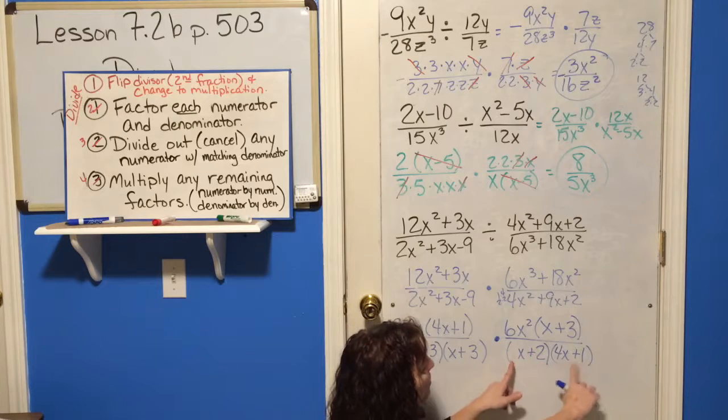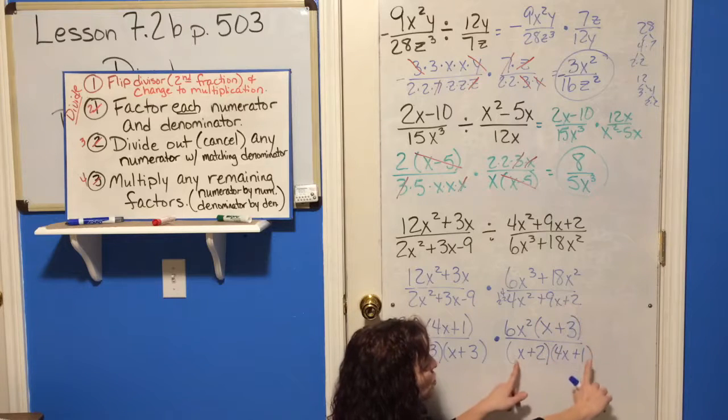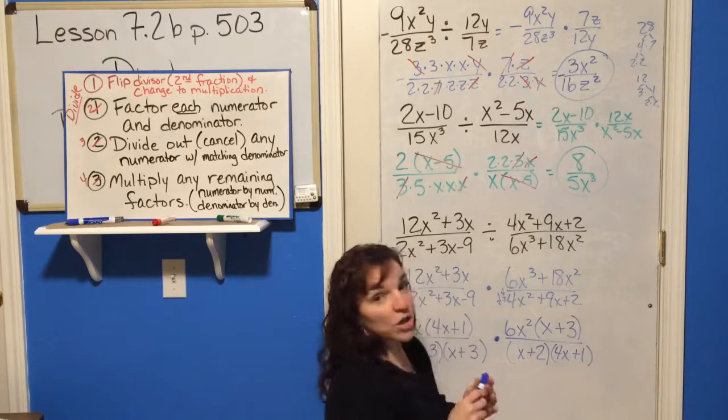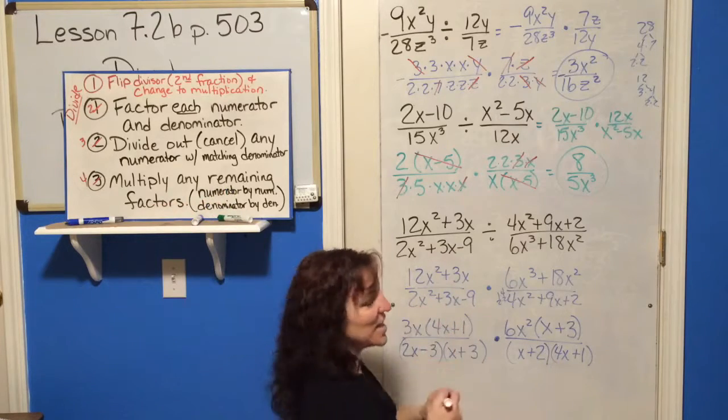Okay, so now we've got 4x times x is 4x squared. 2 times 1 is 2. 1x and 4 and 4 is 8x. So 1 plus 8 is 9x. Ta-da! We got them. All right, so once again, the hardest part of these is the factoring. So if you get factoring already, easy sneeze, you're good to go.